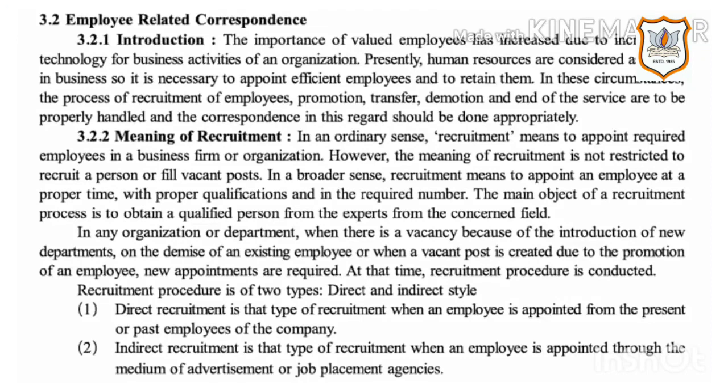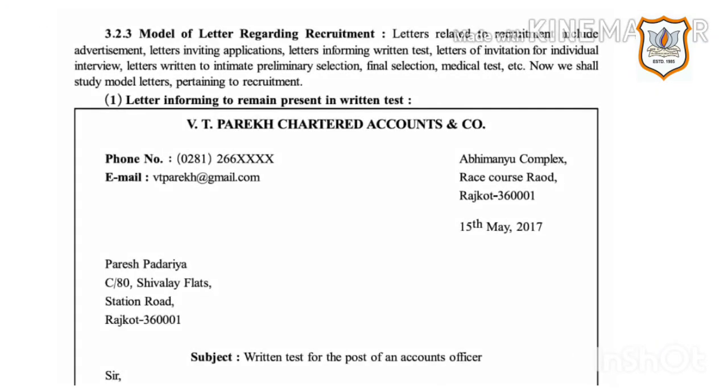Recruitment procedure is of two types, direct and indirect style. First, direct recruitment is that type of recruitment when an employee is appointed from the present or past employees of the company. Second, indirect recruitment is that type of recruitment when an employee is appointed through the medium of advertisement or job placement agencies. Model of letter regarding recruitment.